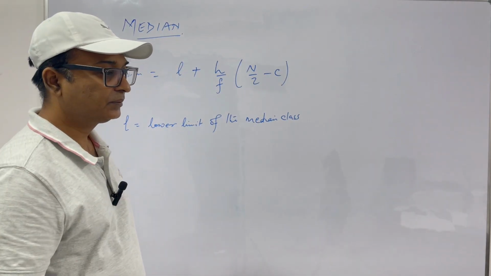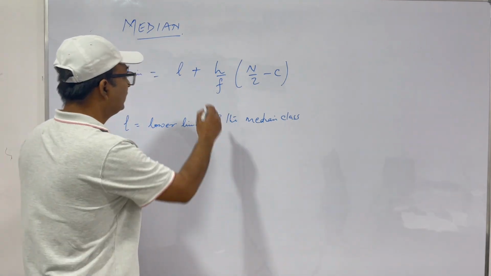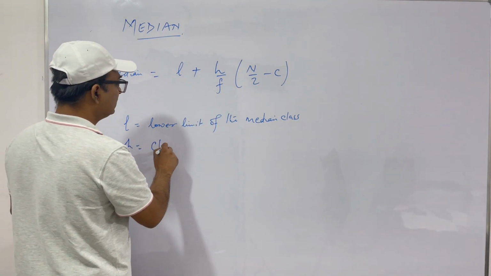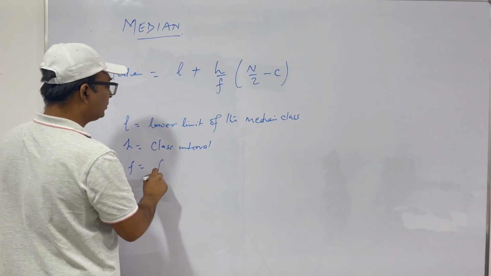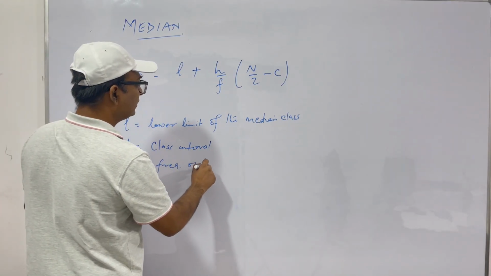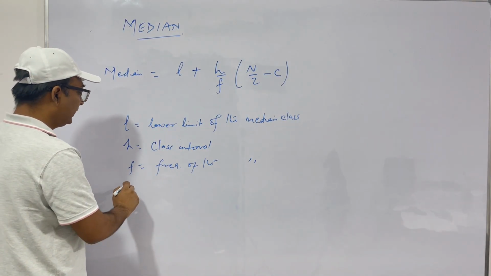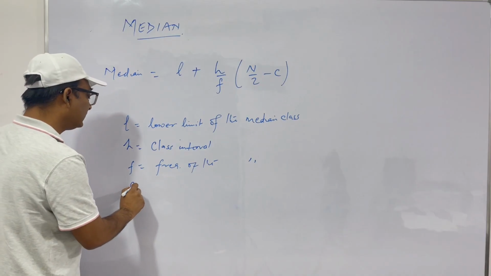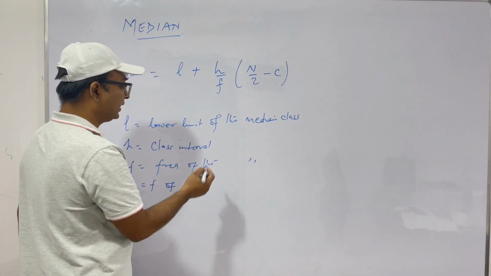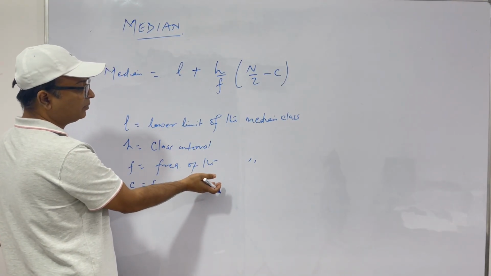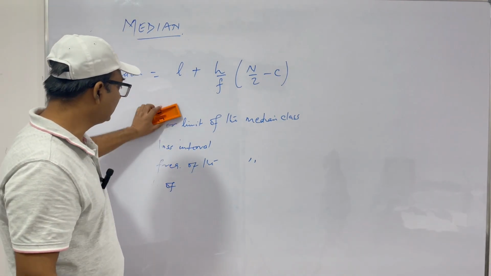What is the median class? Median class is the class with highest frequency. What is H? It is the class interval. What is F? It is the frequency of the median class. What is N? Adding all the frequencies, F1 plus F2 and so on. And what is C? C is the frequency of the class preceding the median class. That is, we have the median class, then just above it, what is the frequency? That is C. So we'll do an example to understand it.